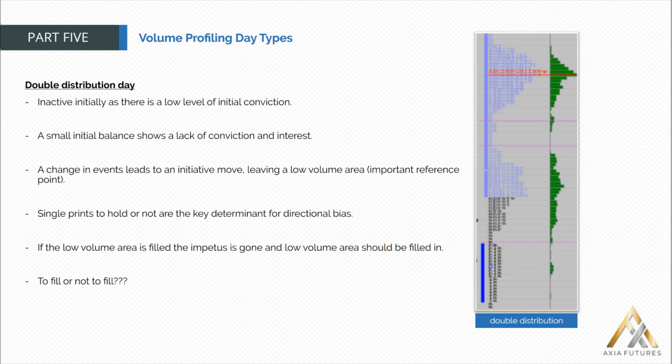Now, the reason that this low volume area or single prints is crucial is because it gives us the directional bias. So the question, ultimately, we have to say is that if the low volume area is filled, effectively the impetus is now gone and the low volume area will likely be filled in and we'll no longer have a double distribution day. So the question you have to ask yourself when it comes to a double distribution, to fill or not to fill. So long as we don't fill, we'll hold the trend. Now, in the example, as you can see, the market opened and spent the first sort of hour and a half just moving sideways in a relatively small initial balance.